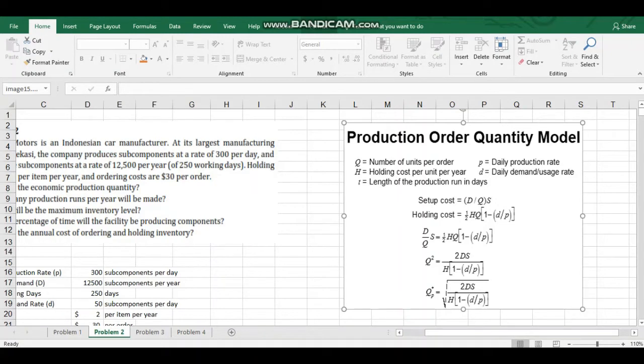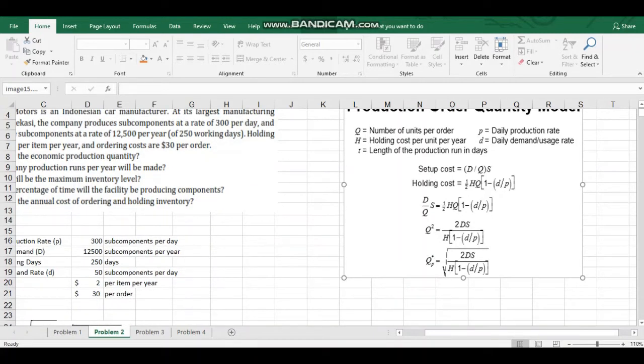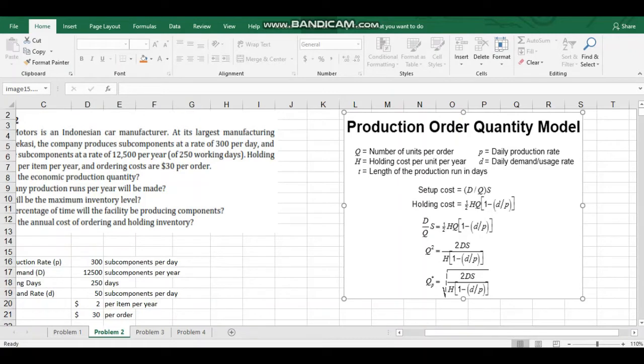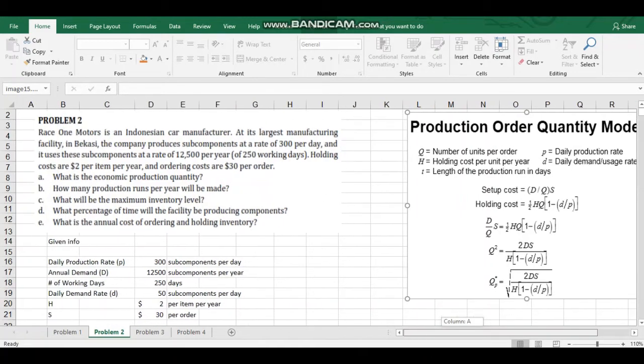The difference is when we order the material to the supplier, we don't have this kind of cost, setup cost. Instead, we only have the name of the ordering cost because we order it to the supplier. And then this is the formula for setup cost and then holding cost. If it's in the EOQ model, it's EOQ, but since it is in the production order quantity model, it's Q star with P, because it's how many units that we will produce, the economic production.